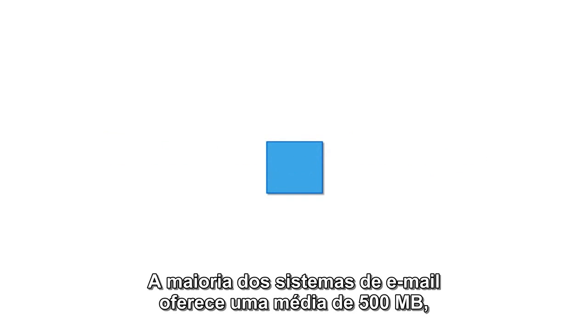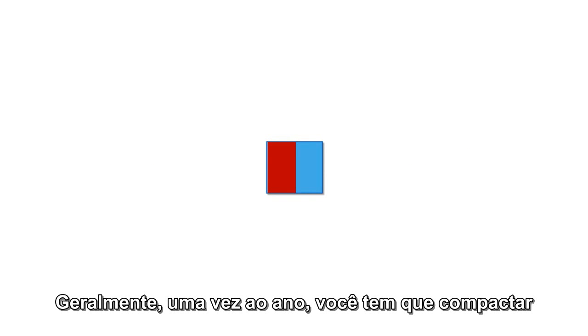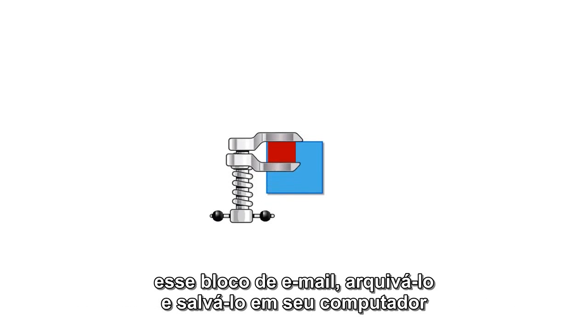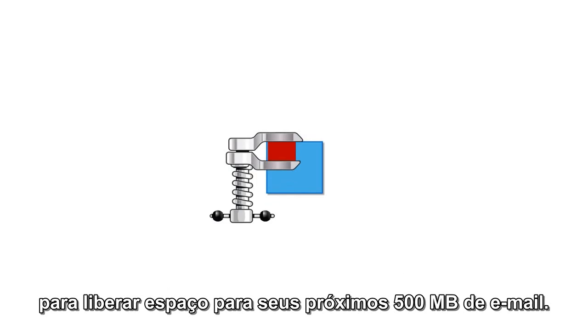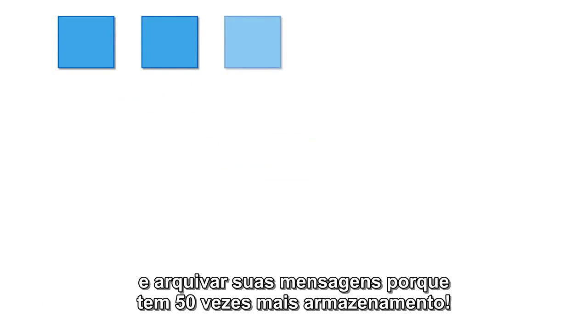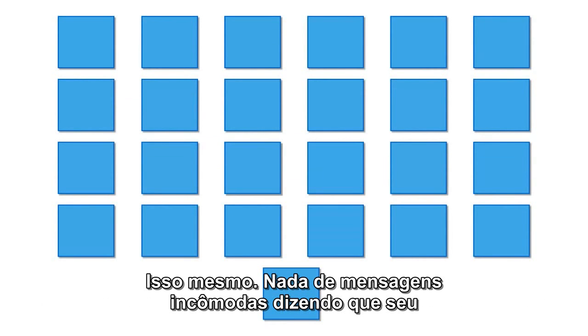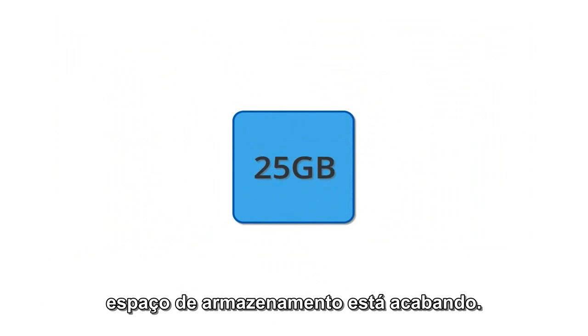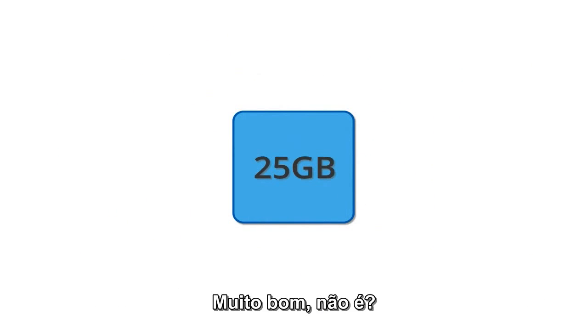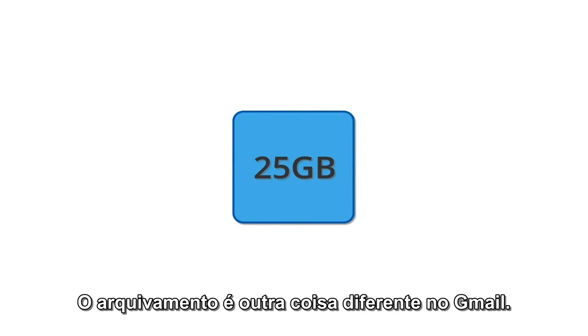Most email systems give you on average about 500 megabytes, roughly about half a gigabyte or half the size of the block. Then on average, about once a year, you were probably forced to compress that block of email, archive it, and save it on your computer to make space for your next 500 megabytes of mail. Well, now you don't need to worry about compressing and archiving your messages because you have 50 times more storage. That's right, no more pestering messages telling you you're running out of email storage space. Pretty cool, right?